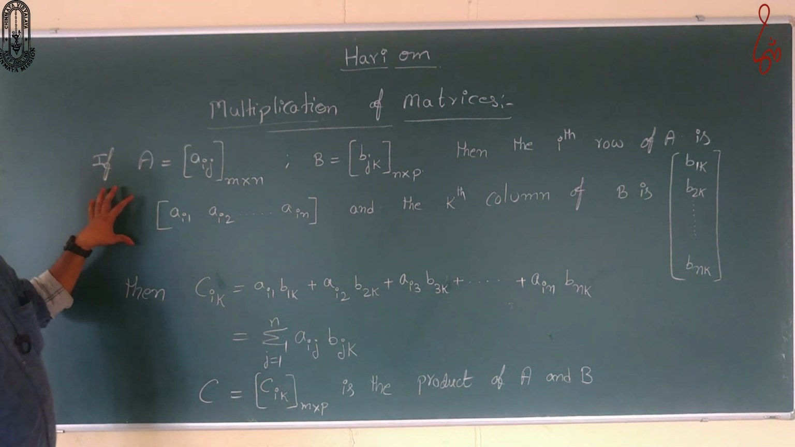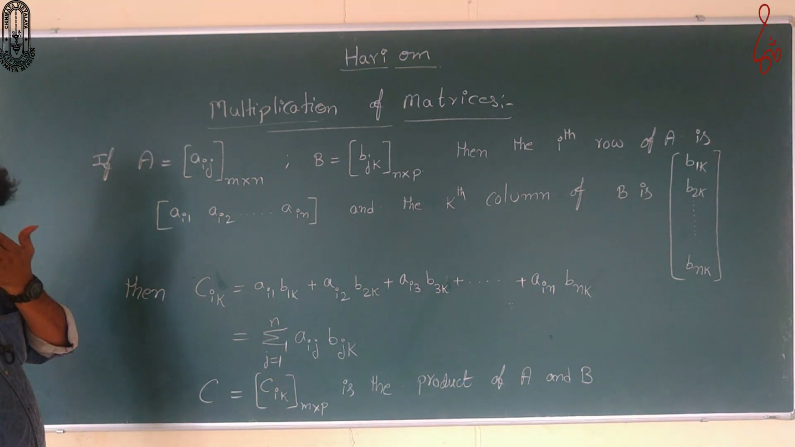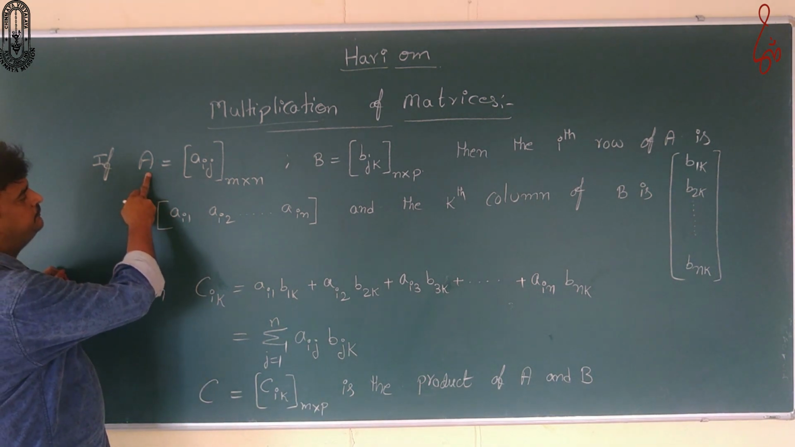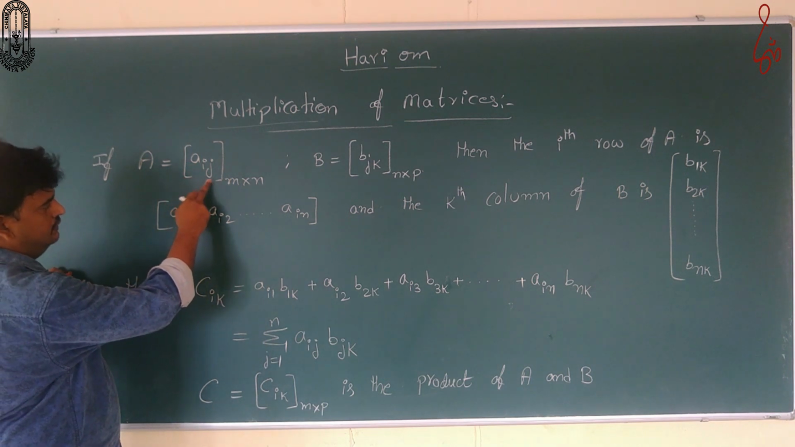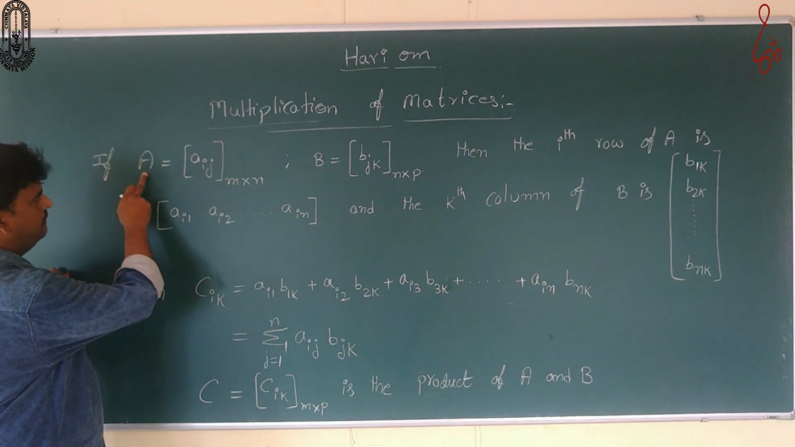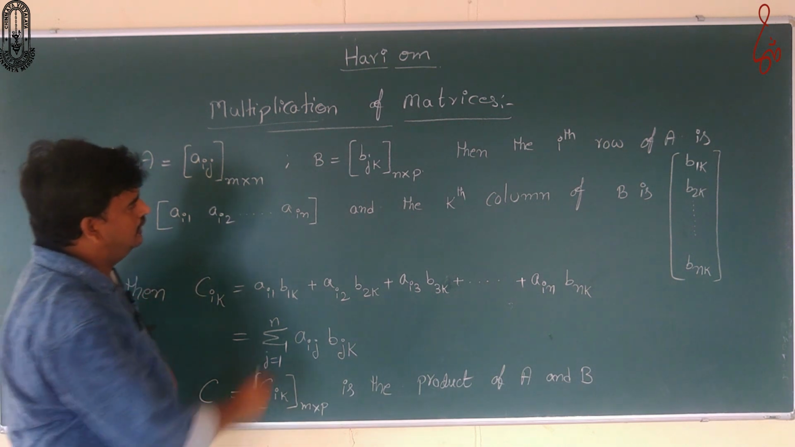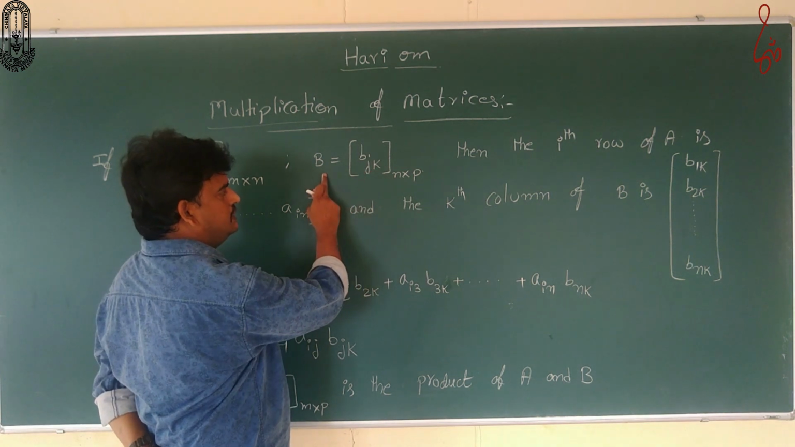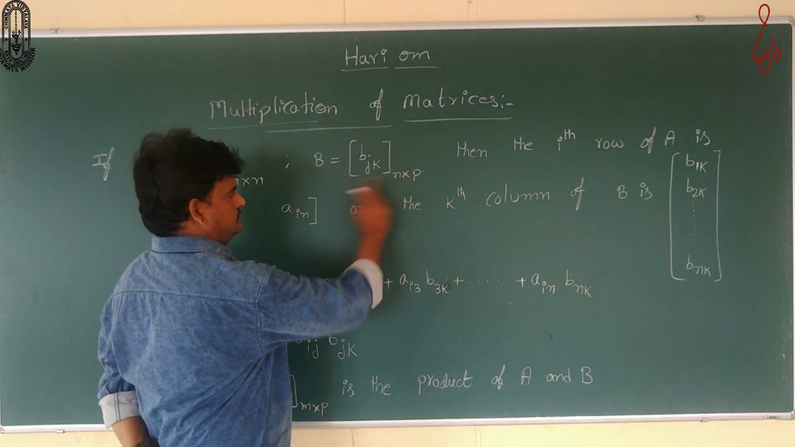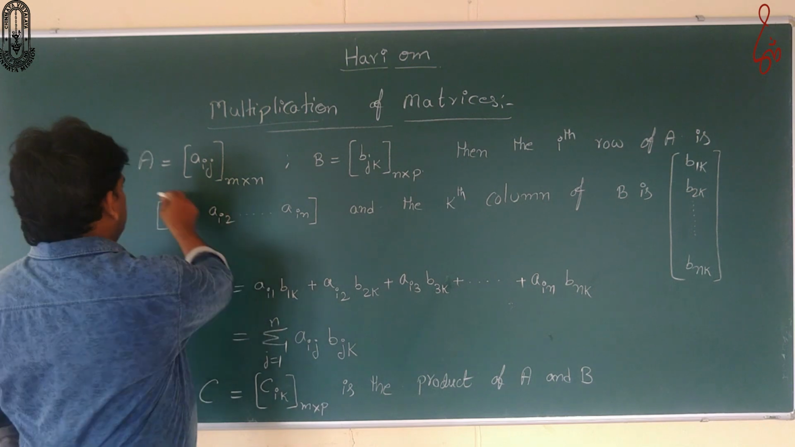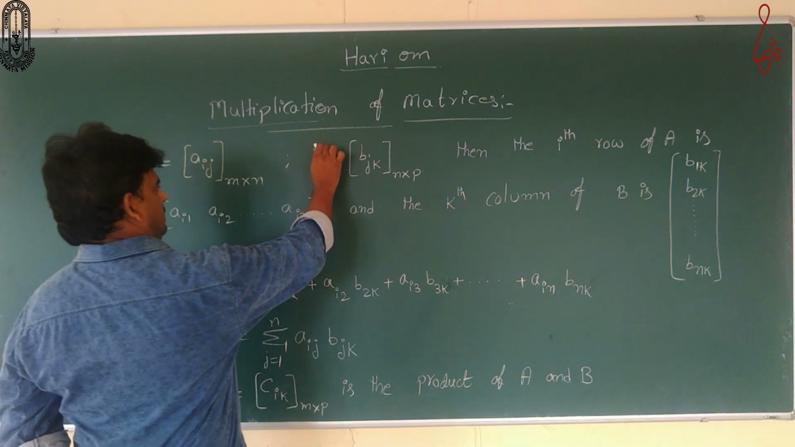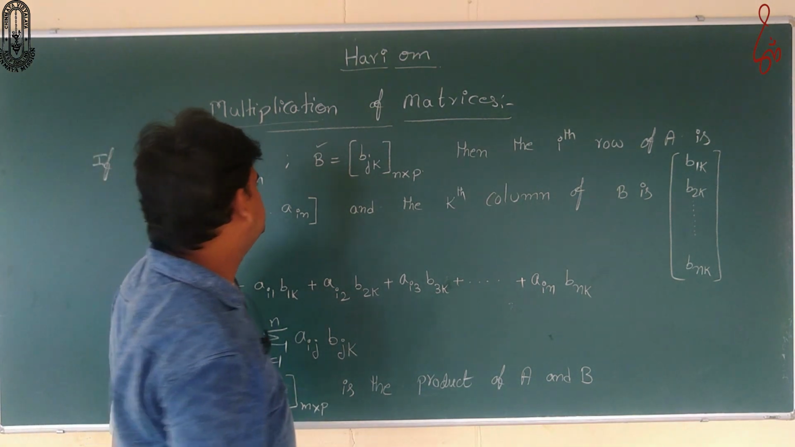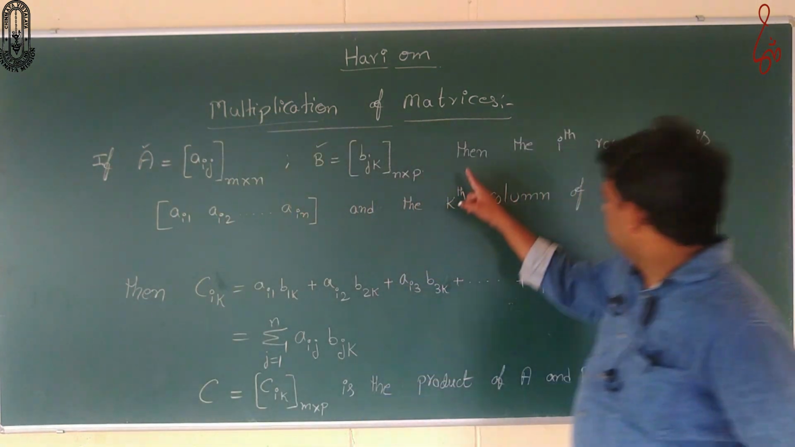Now, the general definition of multiplication of matrices. If we observe, here we have two matrices, matrix A, Aij, with m rows and n columns. The order of the matrix A is m by n. And the second matrix B, Bjk, the order of the matrix B is n rows and p columns. Now these two matrices I need to multiply. What is the condition for multiplying these two matrices?